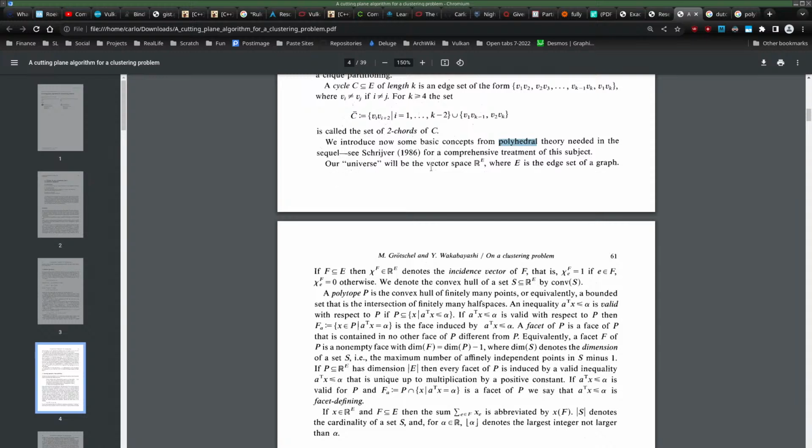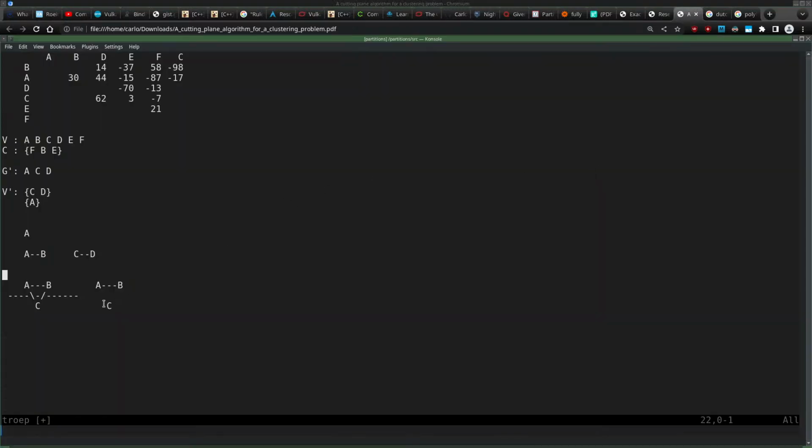Our universe will be the vector space R^E. So yeah, that's a multidimensional thing, and not just like I thought, but multidimensional for each edge even. Right, E is the edge set of the graph.